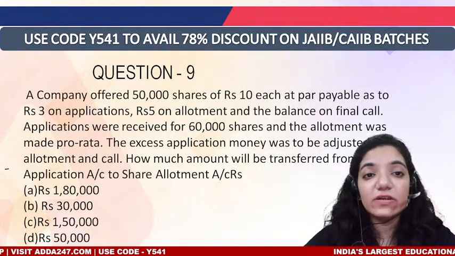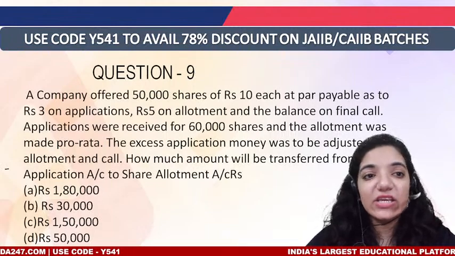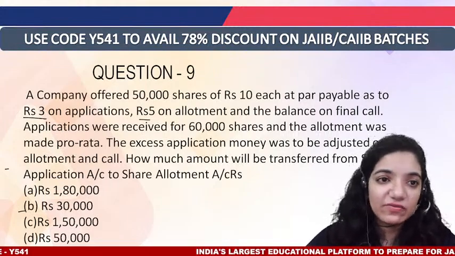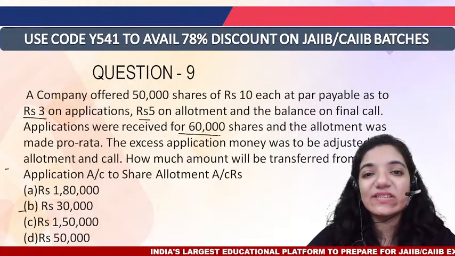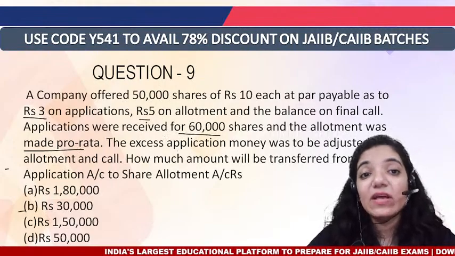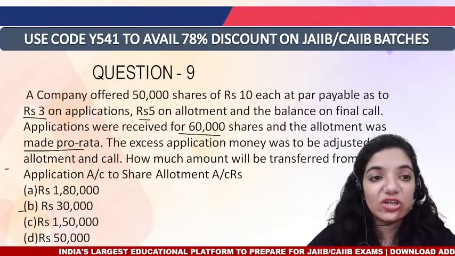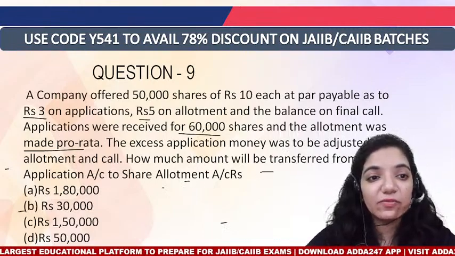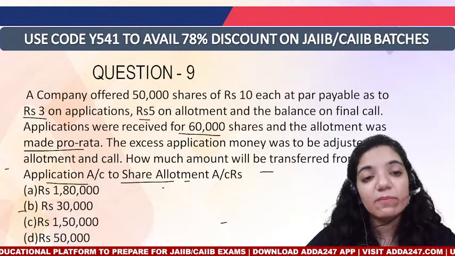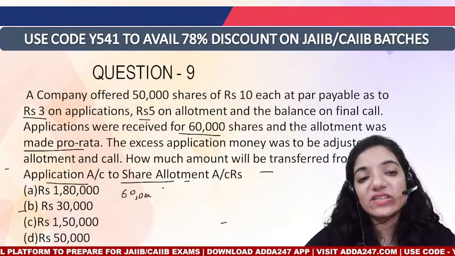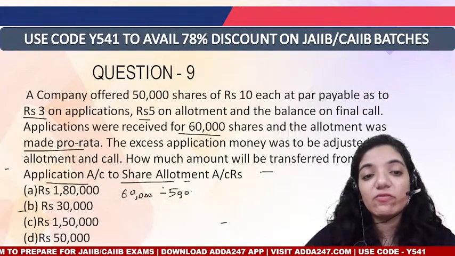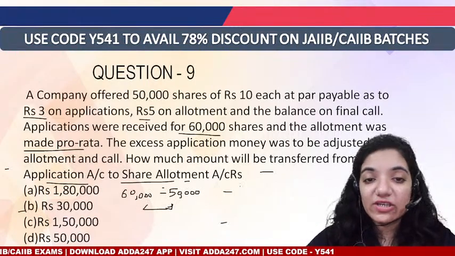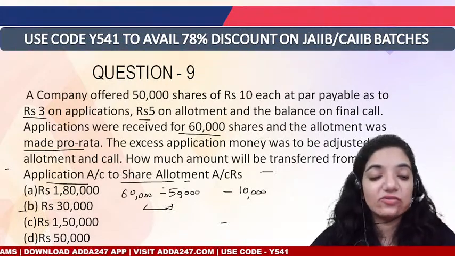A company offered 50,000 shares of 10 each at par payable for rupees 3 on application, 5 on allotment and balance on the final call. Applications were received for 60,000. This was basically a pro rata. The excess application money was to be adjusted on allotment and call. How much amount will be transferred from the share application to the share allotment? Basically, people have applied for 60,000 shares where you can give only 50,000 shares to them. Technically, the excess amount of shares that I can see here is 10,000.